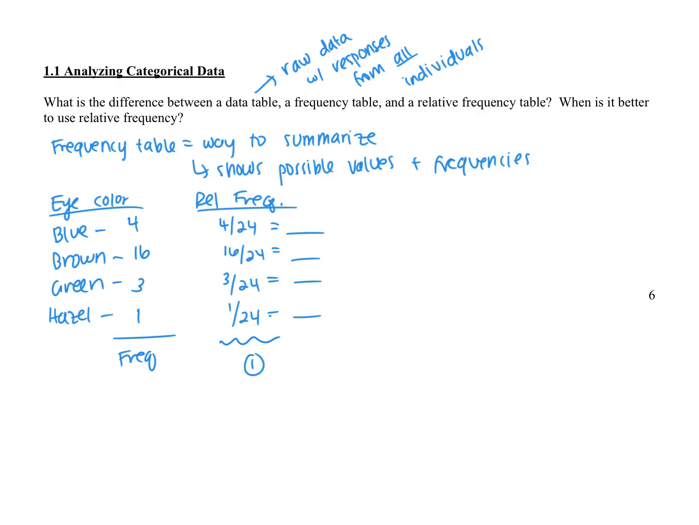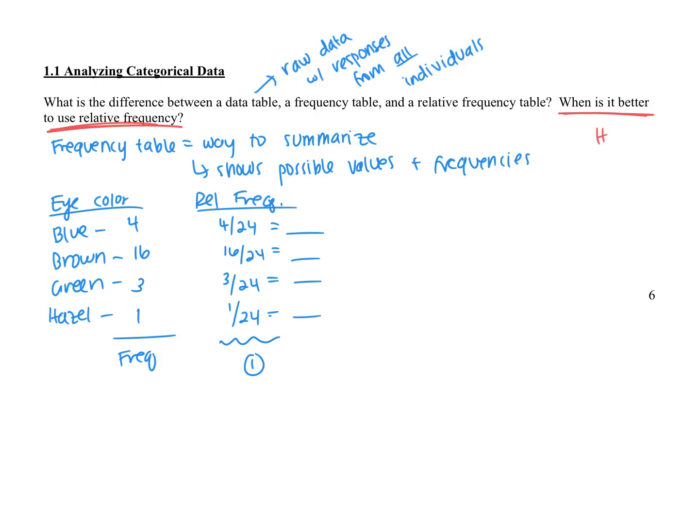Relative frequency is not the same thing as percent, though. So that is something I will be picky about. If I asked you for a relative frequency and you give me a percent, those are different. A lot of times you will see both. They're pretty interchangeable, the frequency versus relative frequency. But there is one time in particular when it is better to use relative frequency.